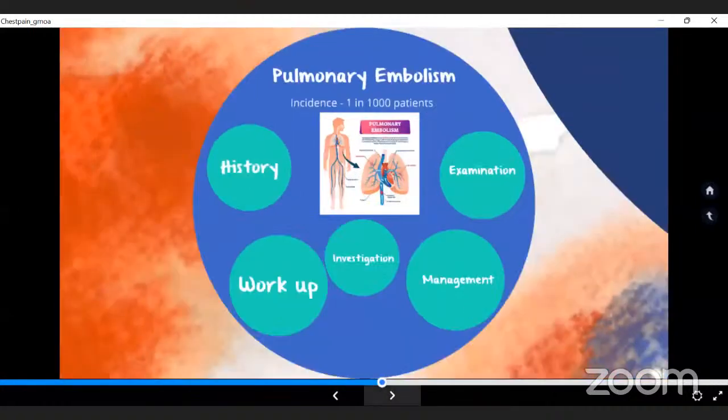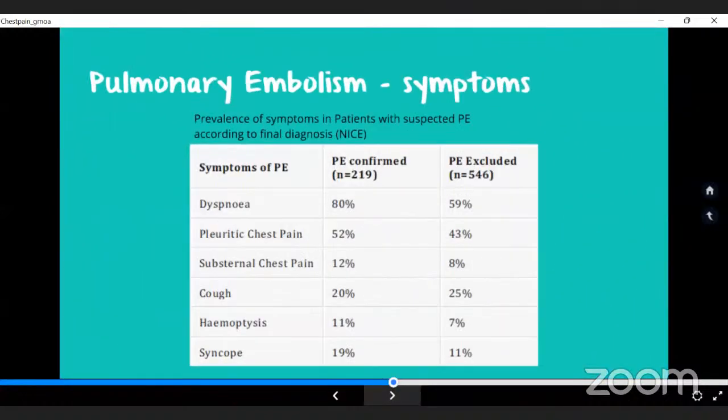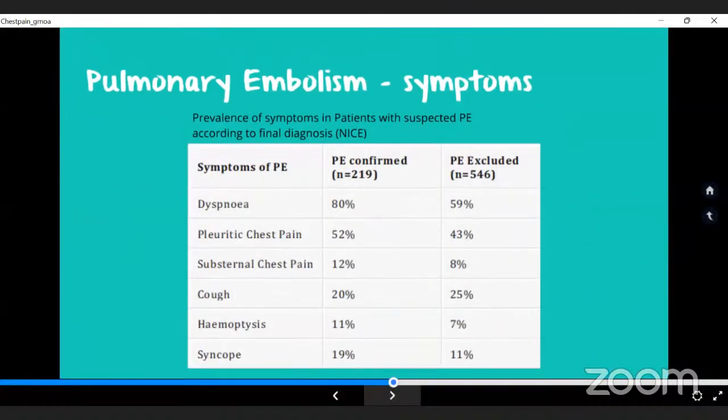So history. Typical presentation is dyspnea, pleuritic chest pain, substernal chest pain, cough with hemoptysis, and sometimes syncope, especially if it is a massive pulmonary embolism, a big pulmonary embolism causing a big block in the pulmonary arteries.